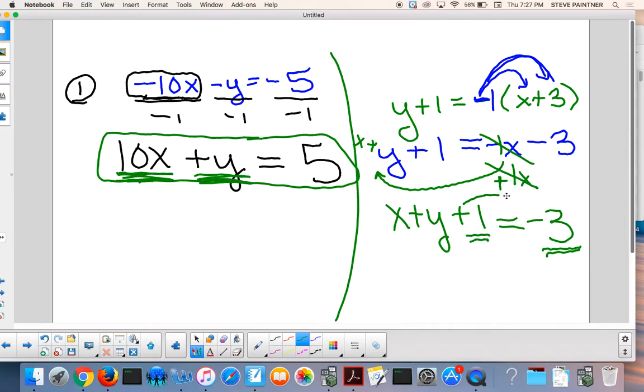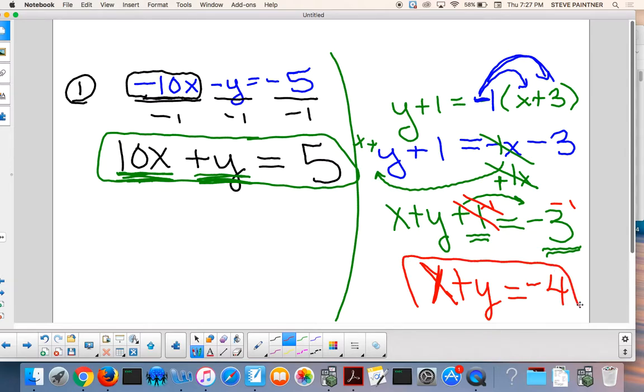So this needs to jump over with the negative 3. To do that, let's just subtract 1 here and subtract 1 there. 1 minus 1 is gone. x plus y equals, these two make negative 4.